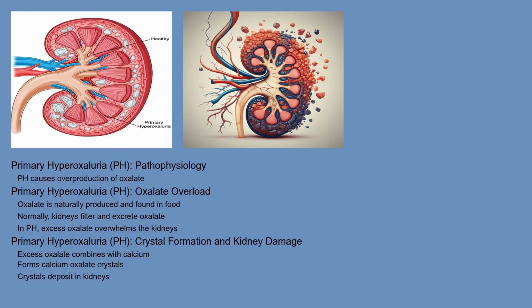These crystals then deposit in the kidneys and other organs, leading to kidney stones, kidney damage, and eventually kidney failure. As kidney function declines, oxalate builds up in the blood, leading to systemic oxalosis, where oxalate crystals deposit in other organs like the heart, bones, eyes, and skin.